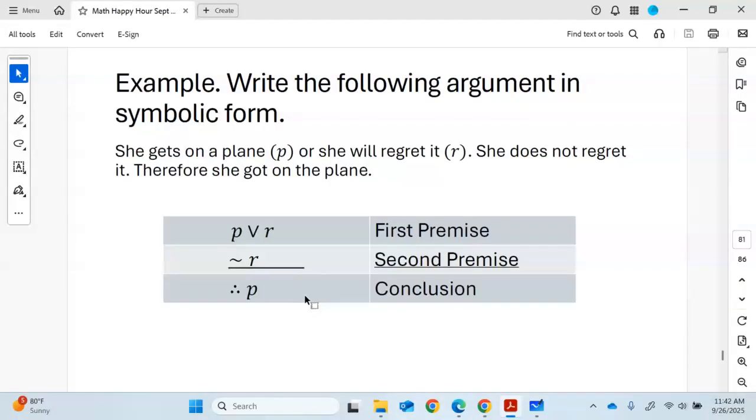So this was just an example of how to write it. That's the first thing that we need to do. Every time that we have an argument, we need to start by writing the argument in symbolic form. And this is how we will write it.